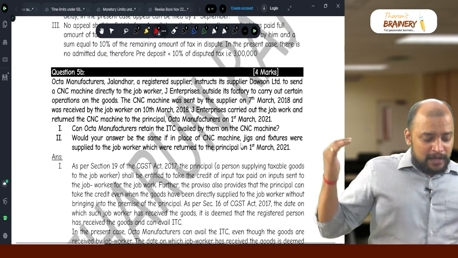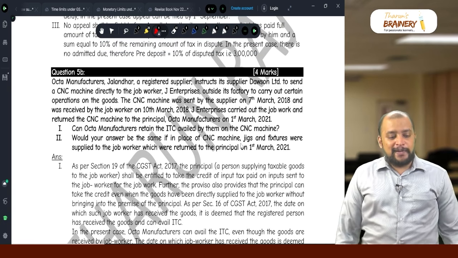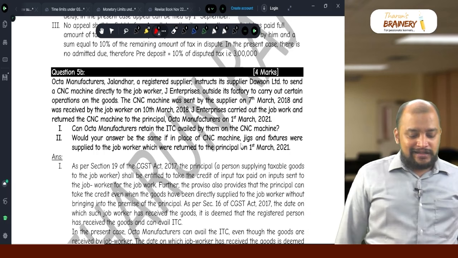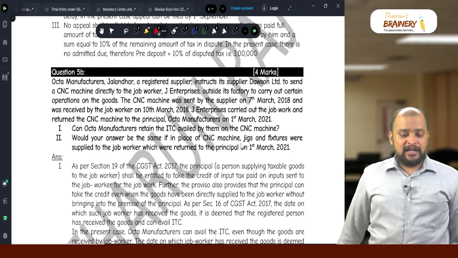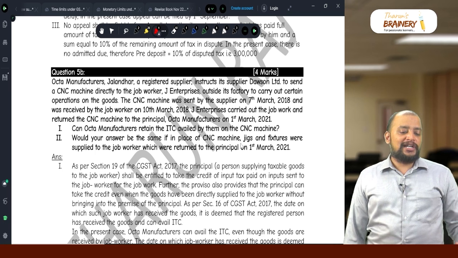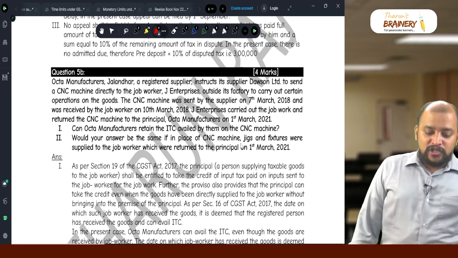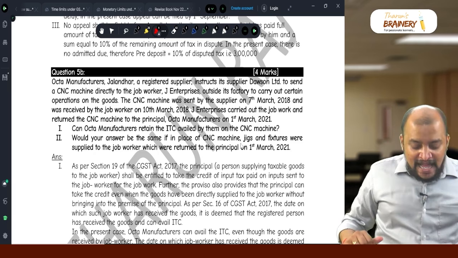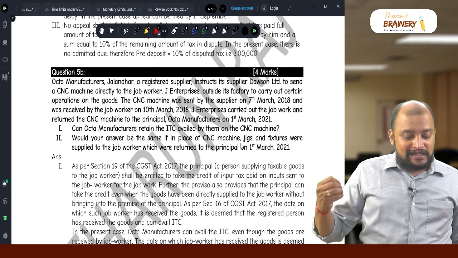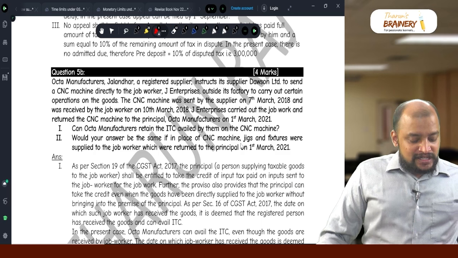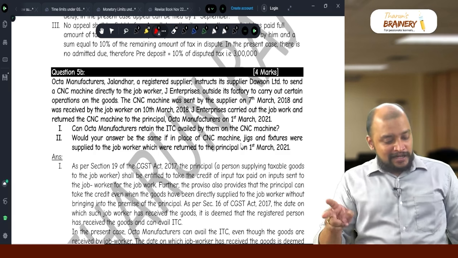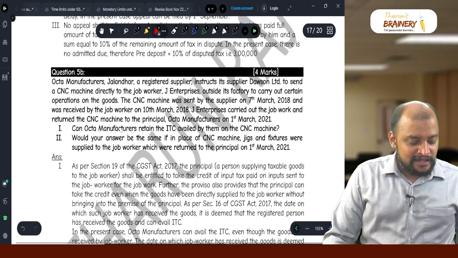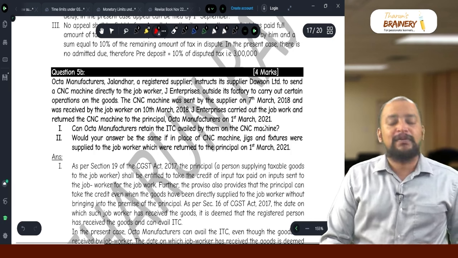Fine. So coming back to this, question number 5B, Octa Manufacturers, Jalandhar, a registered supplier, instructs its supplier Dawson Limited to send a CNC machine directly to the job worker J Enterprise outside its factory to carry out certain operations on the goods. The CNC machine was sent by the supplier on 7 March and was received by the job worker on 10th March. J Enterprises carried out the job work and returned the CNC machine to the principal on 1st March 2021.